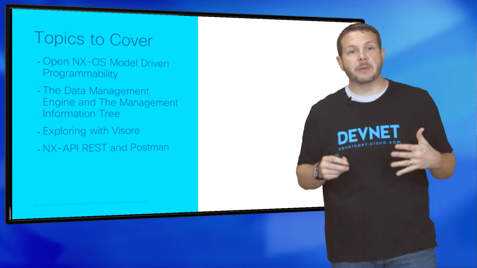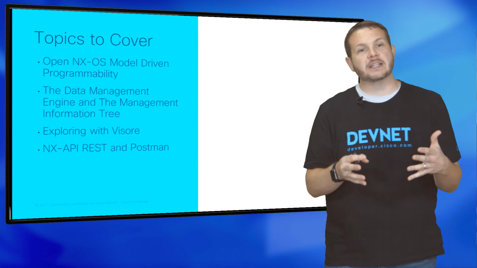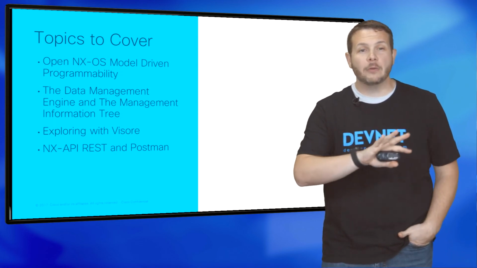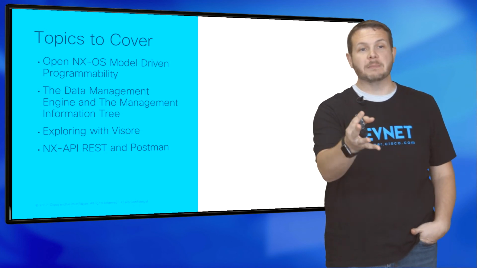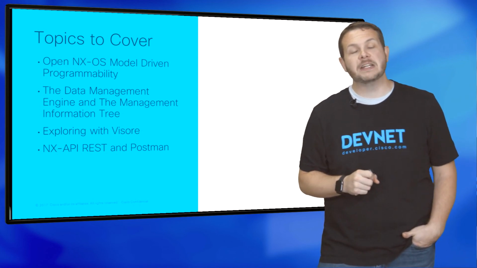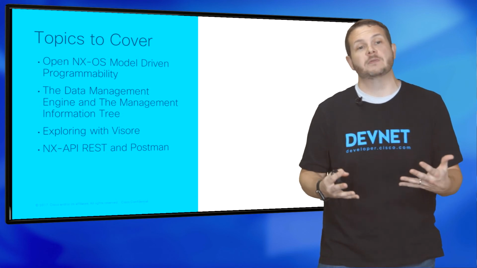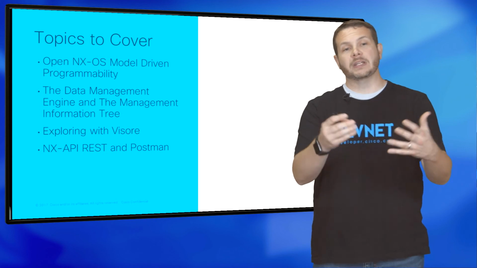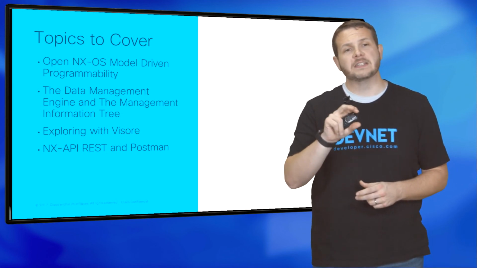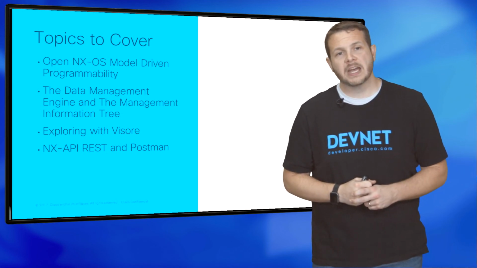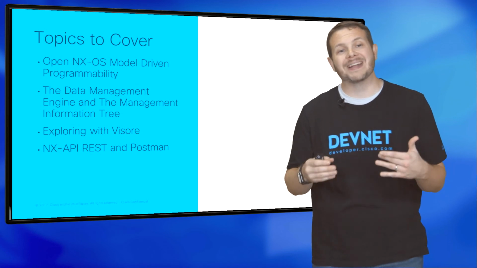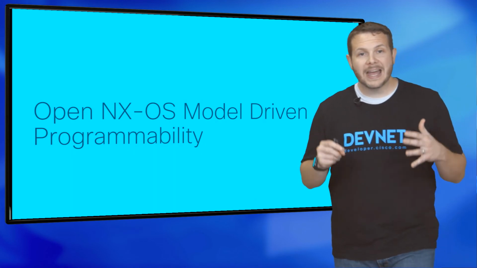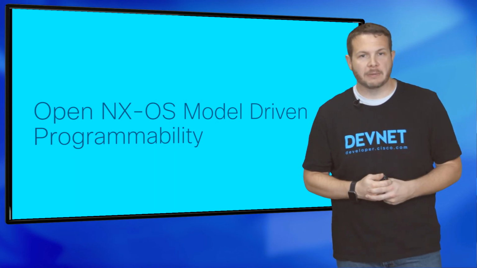Now in this lesson, we're going to pick up where we left off, and we're going to look at Open NXOS model-driven programmability. We'll look at the key components of how this all comes together under the hood with the data management engine, the DME, and the management information tree, which is what we're interacting with in NX API REST. We'll look at Visore, an included tool in NXOS for interfacing and working through the object model. And then we'll look at how we can use Postman to make our NX API REST calls.